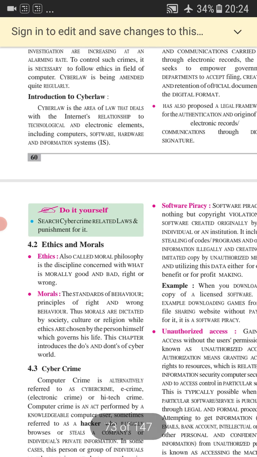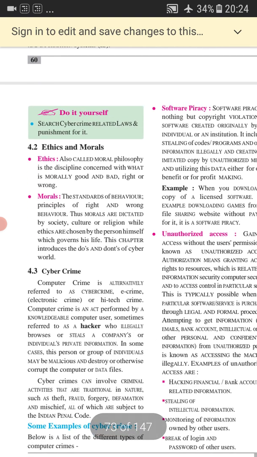Next topic is ethics and morals. Now, what is ethics and what is morals? Ethics is also called moral philosophy. It is a discipline concerned with what is morally good or bad, what is right or wrong. When you were young or when you were in school, it was your parents' responsibility to represent the difference between what is good and what is bad. So these are the ethics.